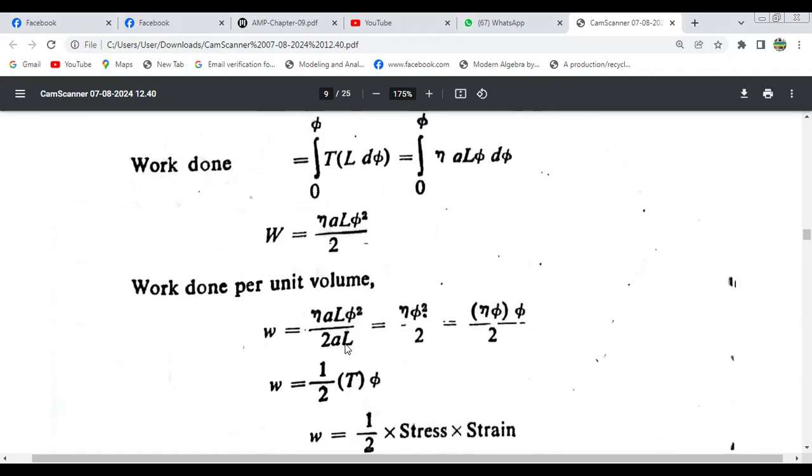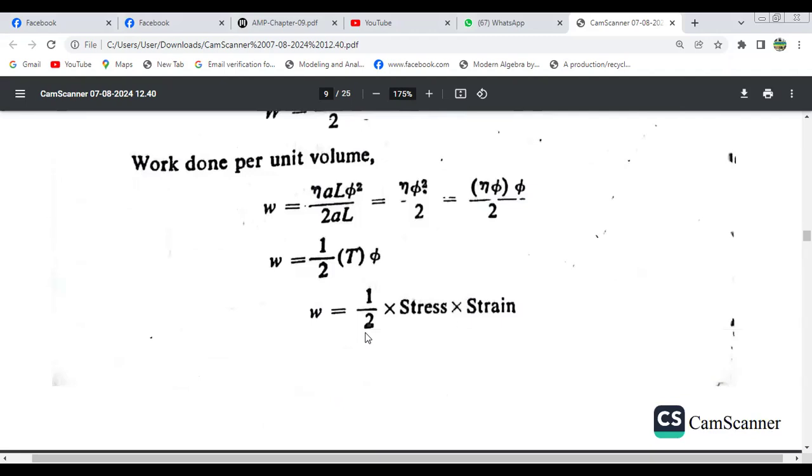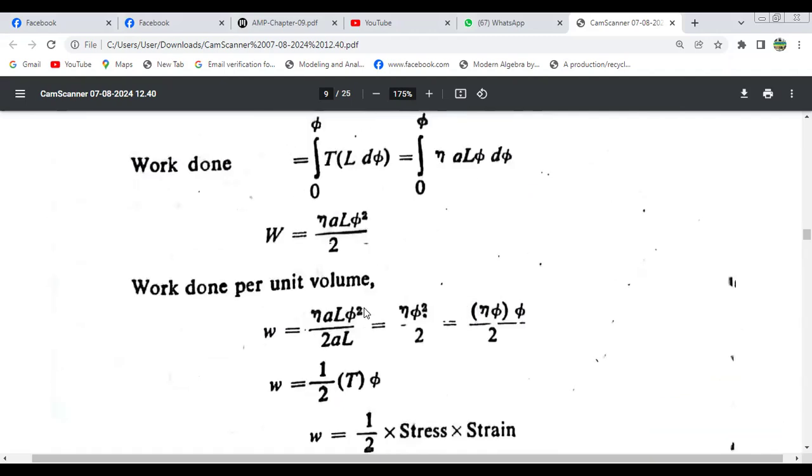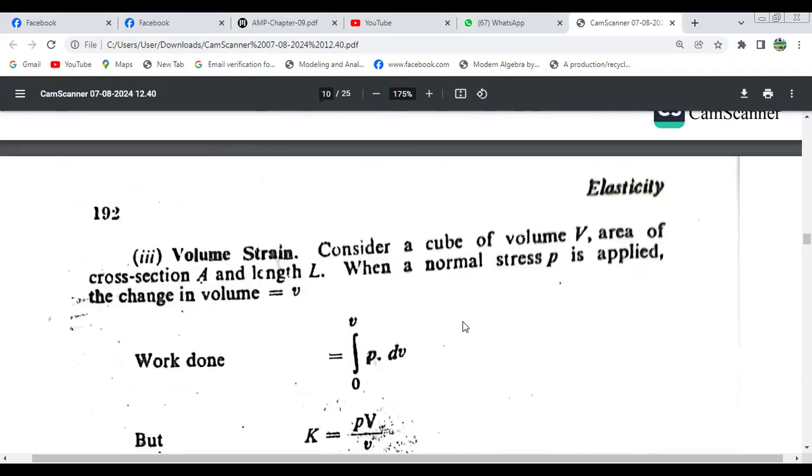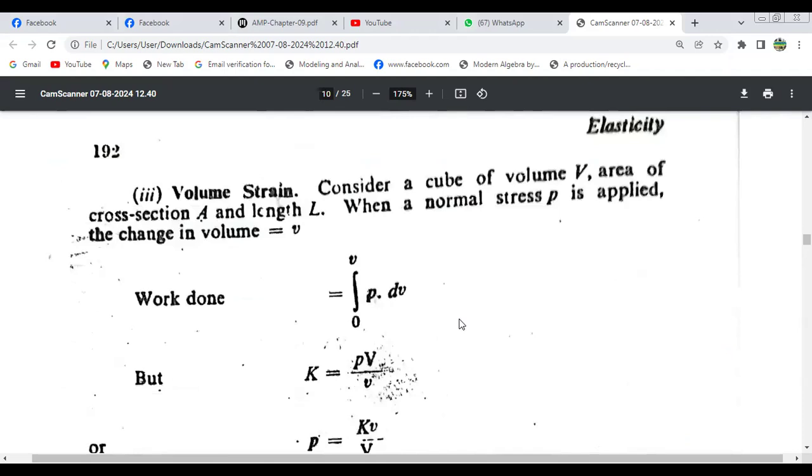Volume means what? L cubed. This is why similarly we get, for tangential force, half stress times strain. This is for shearing stress. Similarly, for volume strain, we can also calculate the work done.